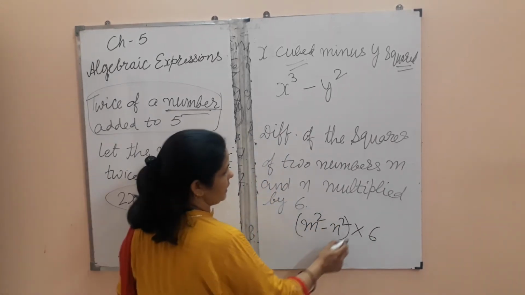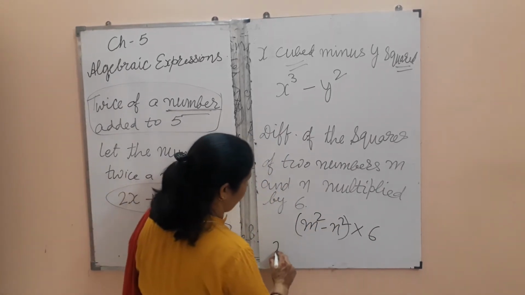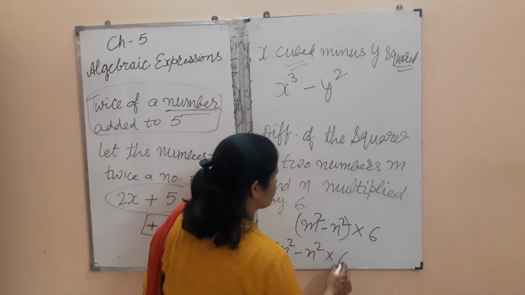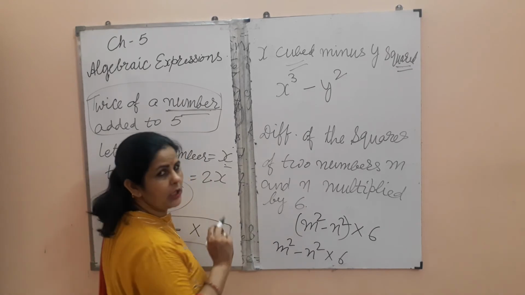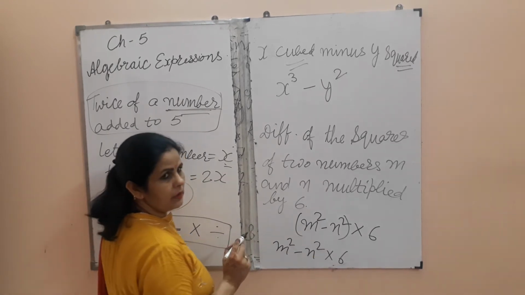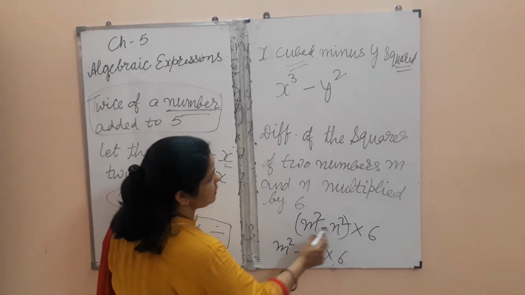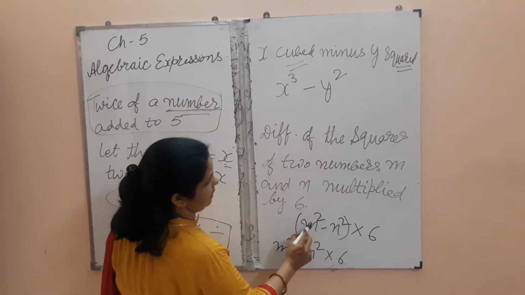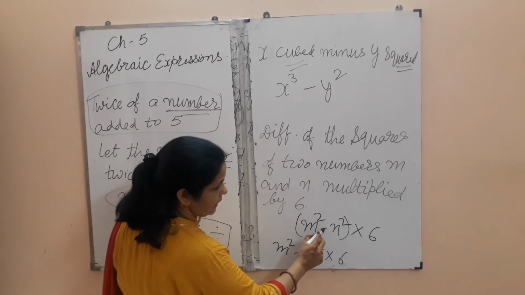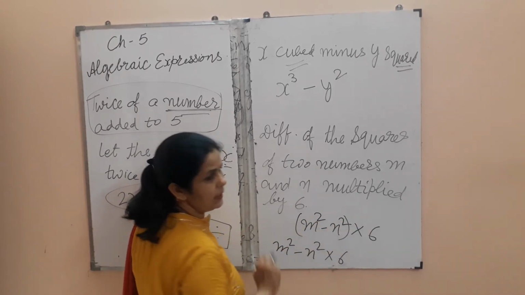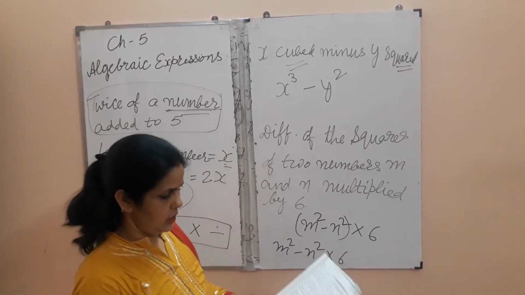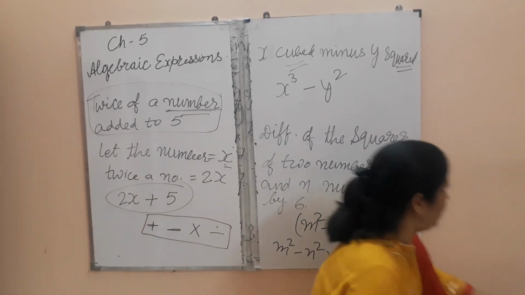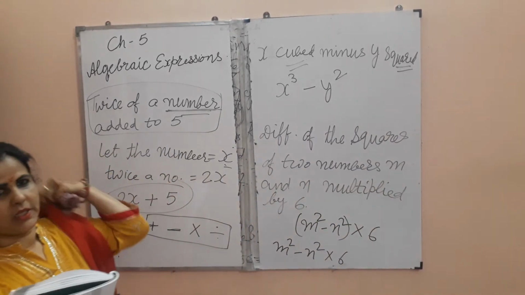Why have we put brackets here? Because if we write it in this way, minus into 6, then it will be multiplied only by n squared, not by the difference of m squared and n squared. So the difference of the squares, m squared and n squared, we will multiply by 6. Understood? Now I hope you all have understood about the expression.